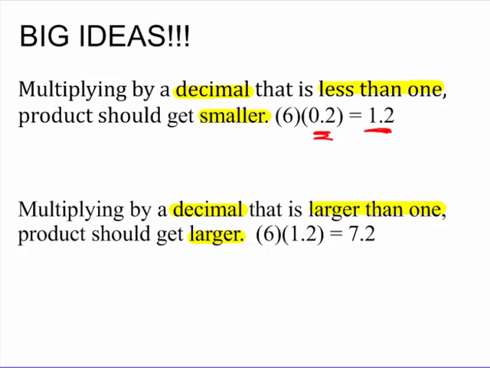If I multiply by a decimal that is larger than 1, my product should get larger. So you'll notice I have 6 times 1.2, or 1 2/10. I'm multiplying by a value larger than 1, so my product or final result is 7.2, which is larger than the 6 I started with.